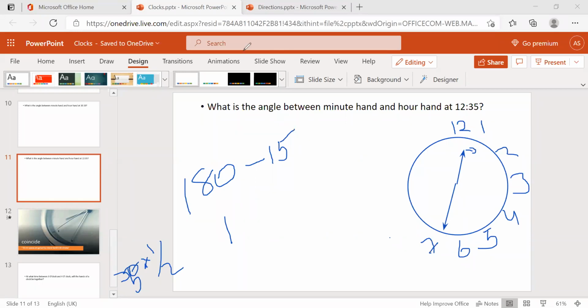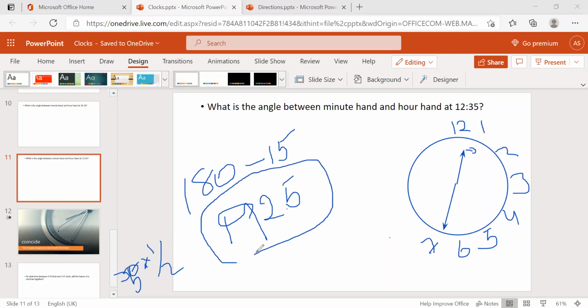So what's the answer by using the formula? By using the formula you got 192.5. But is this a correct angle? No, it is a reflex angle. Then you just subtract this from 360. 360 minus 192.5 is nothing but 177.5. Is it clear?